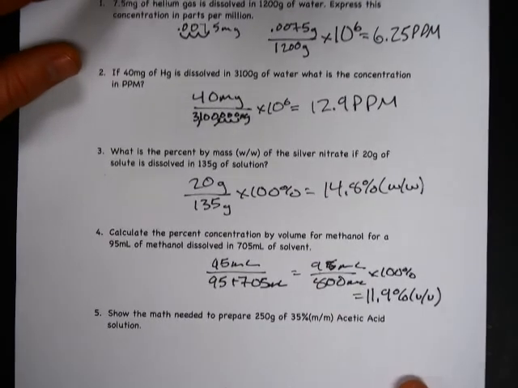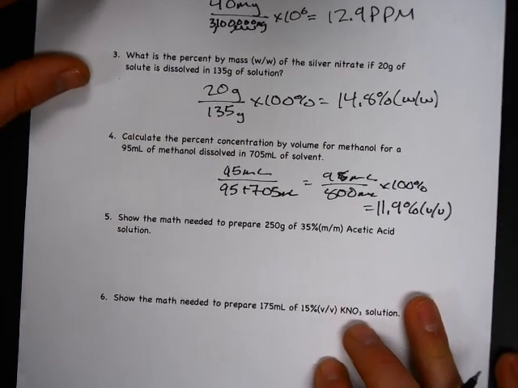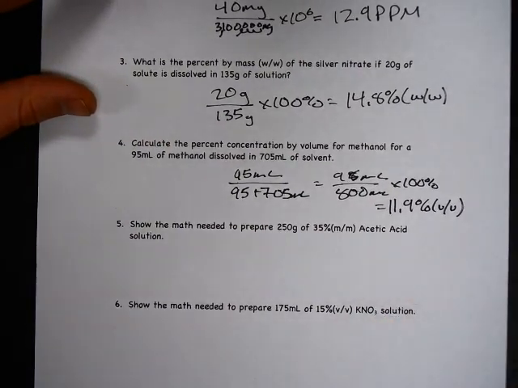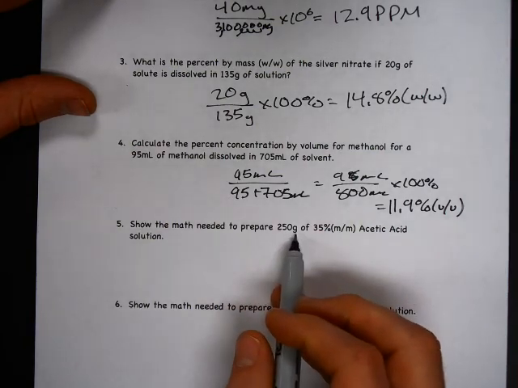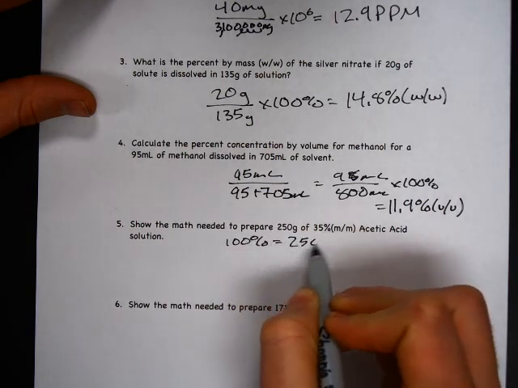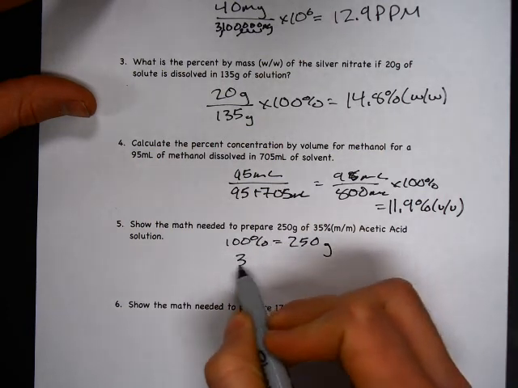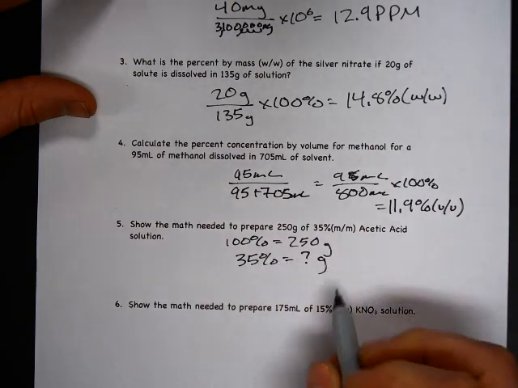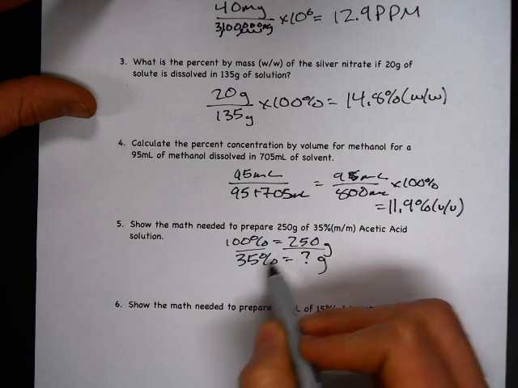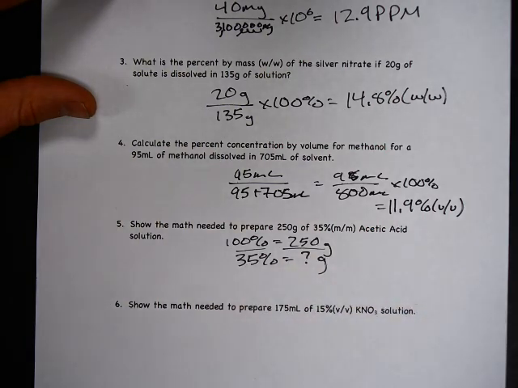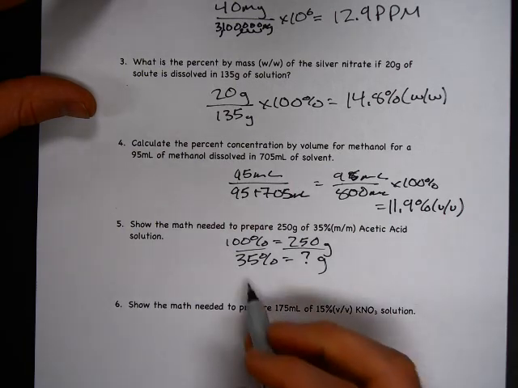So 5 and 6 here, we have show the math needed to prepare solutions. So these are similar to the ones we did today. Remember that the mass given here, that's going to be the entire mass. So 100% of the mass is equal to 250 grams. And I'm trying to find what 35% would be. How many grams? A couple different ways: turn it into proportion, cross multiply and divide, or multiply 250 times 0.35, which is 35% as a decimal.